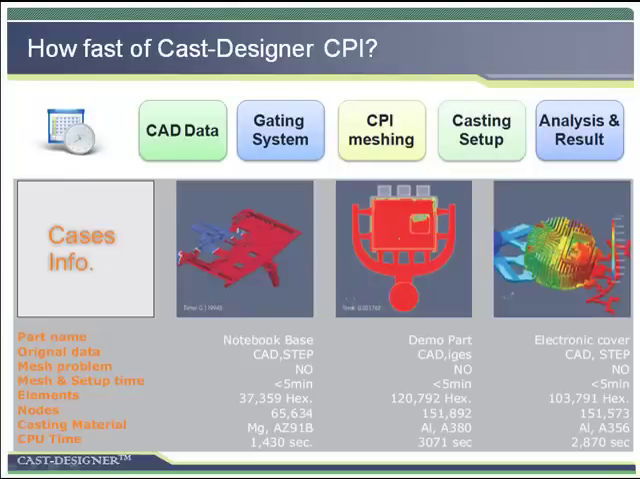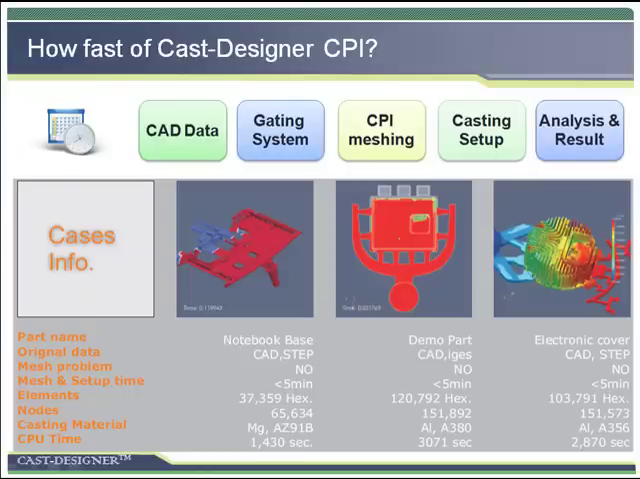Now, we check the modeling and process time of Cast-Designer CPI. We look at the left one. It is a notebook base in hot chamber casting. The original data is a STEP file, and the meshing and setup took less than 5 minutes. After that, the whole model, with around 38,000 elements and 65,000 nodes, has a CPU time of only 1,430 seconds.